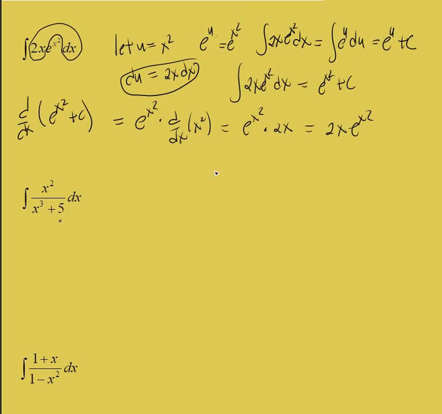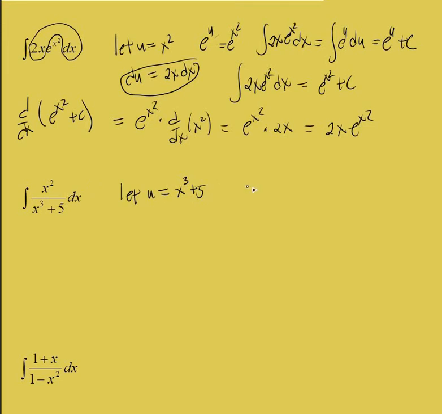And here, let's do this. Let u be equal to x cubed plus 5. Why didn't I choose u to be equal to x squared? Because if I do the derivative of x squared, I'm not going to get this x cubed. But if I do the derivative of x cubed, I will get the x squared.